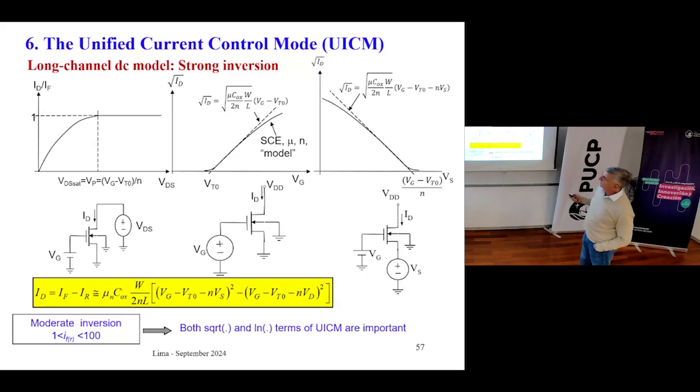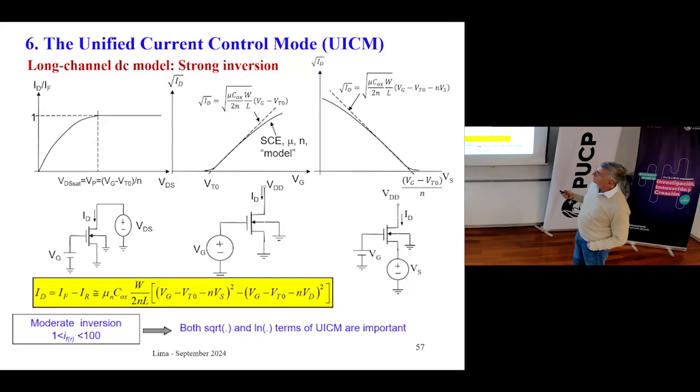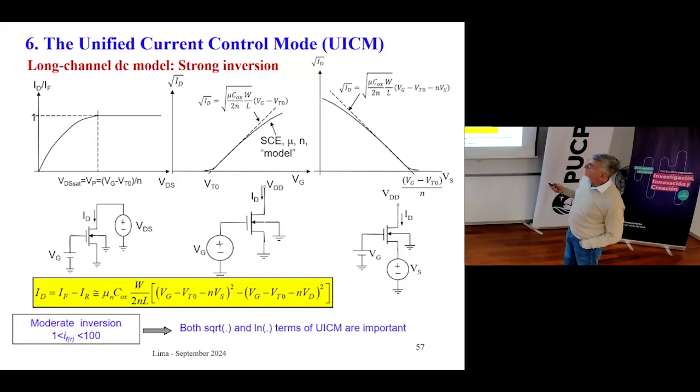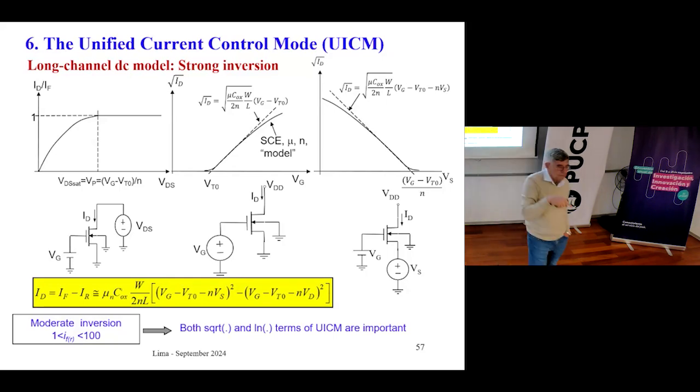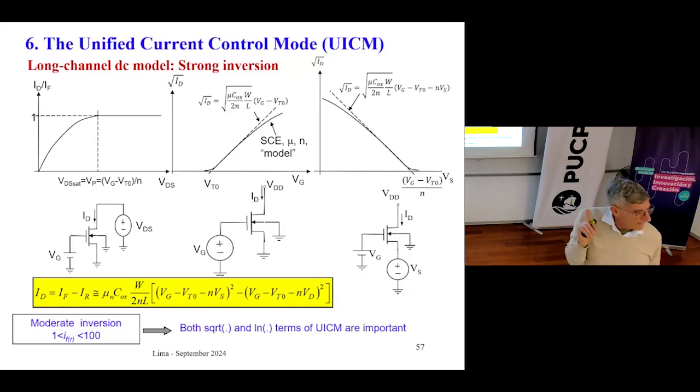In this case, the saturation voltage is approximately equal to VP, which is VG minus VT over n. This is a difference. There's a difference between this model here and the model that is used in the textbooks, and it does not appear in textbooks on the grad courses, right?